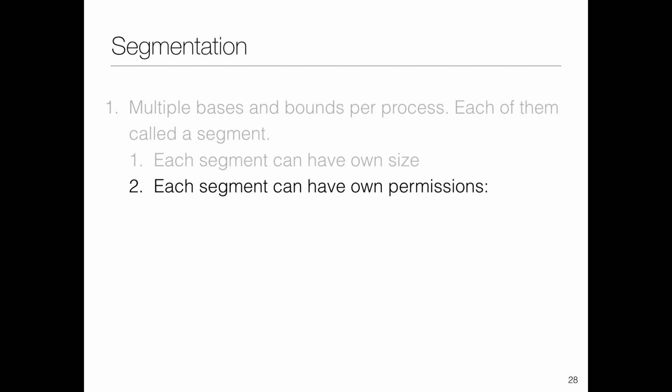Any example why you'd want different permissions for different segments? We have 3 segments: code, heap, stack. Any example where we could have different permissions for these? You don't need to store into code. Code is not altered. That's an excellent point. So if you don't want to alter something, what is the permission mode called? Read. So it's read only, and maybe execute only because you also want to execute the code.